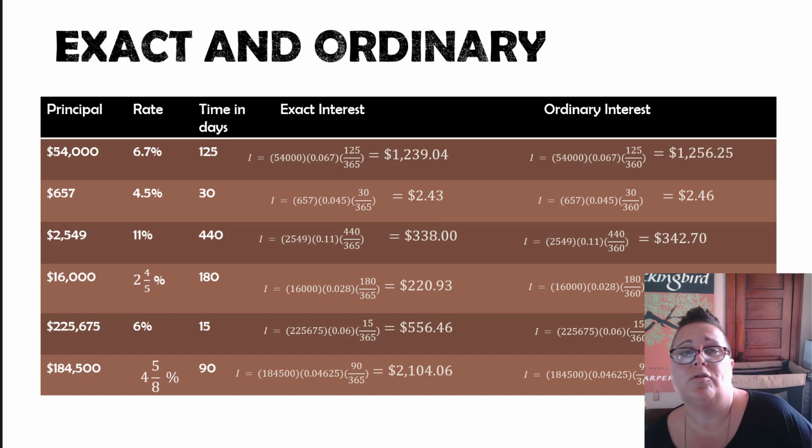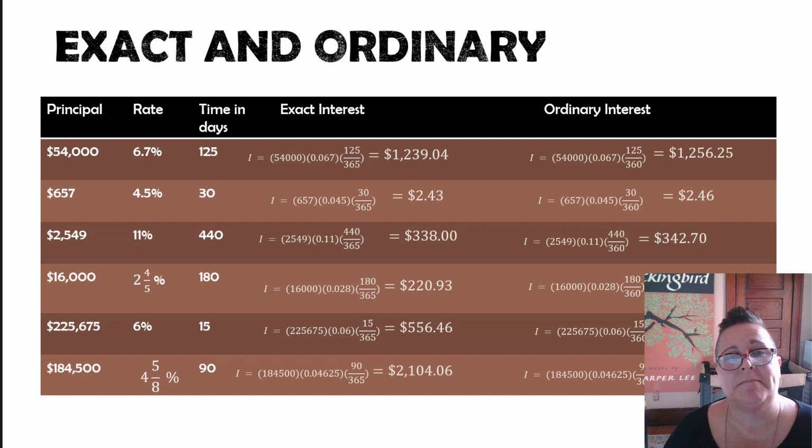Now, looking at the two columns, compare the exact interest totals, or answers, I guess I should say, to the ordinary interest answers. Hopefully you've noticed that the exact interest is always less than the ordinary interest. The ordinary interest is always slightly higher than the exact interest.